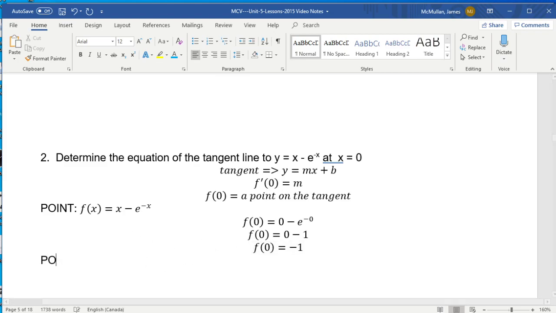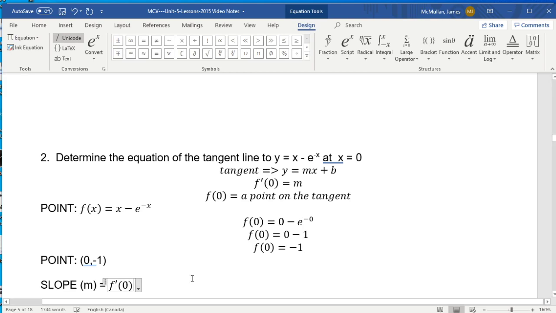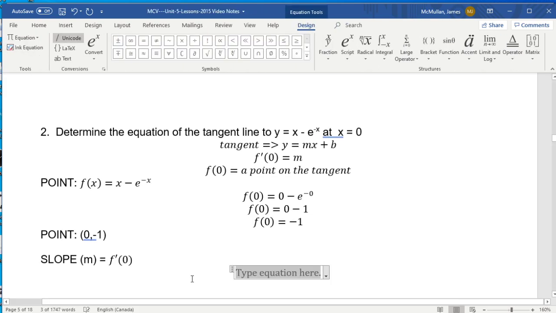So we know the point we're interested in is 0, negative 1. What I need is the slope, and then I can plug this point into my y equals mx plus b, and I'll know the tangent. So now let's work on the slope. The slope we know is equal to f prime at the point we're interested in. So let's find f prime.